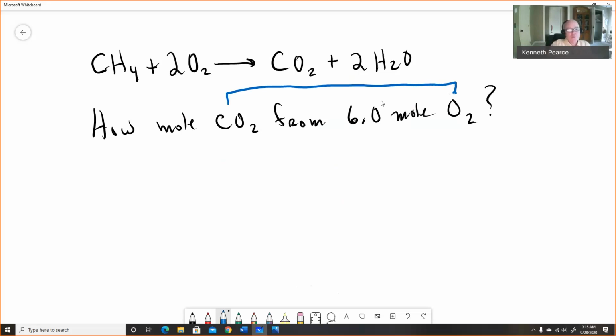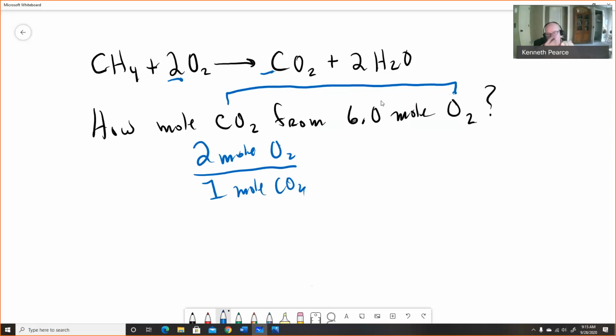And so I look and I see a 2, and there's an implied 1 there. So I say 2 mole O2 for every 1 mole CO2. And we don't worry about which one's on top, which one's on the bottom. We're going to fix that with our setup. And so now, we've got to always ask ourselves what's going on, is we're going from one thing to another thing. We're going from oxygen to CO2.